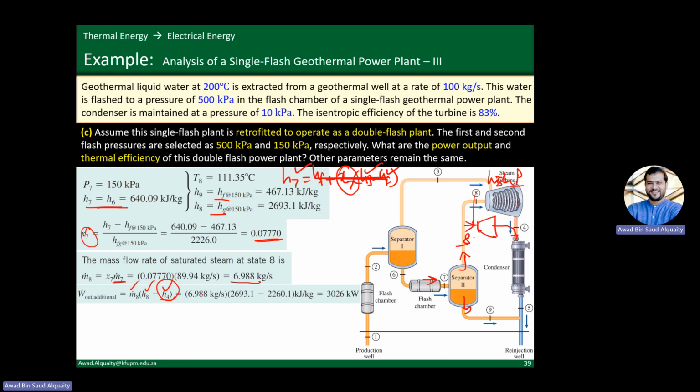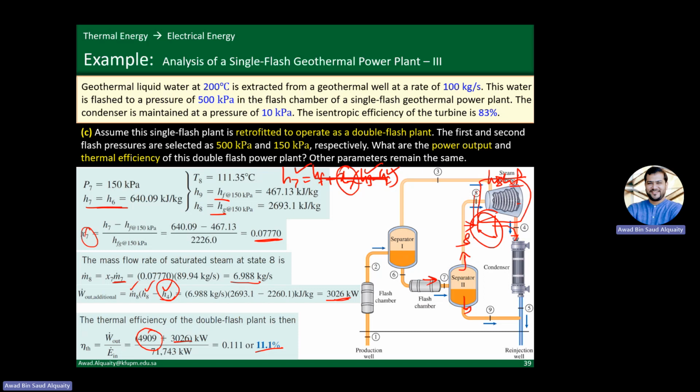So now we have the work output. The total work output will be simply the sum of this and the work output from the previous case. So the thermal efficiency of the plant would now be 4,909 kilowatt, which we had from the high pressure steam turbine, plus 3,026 kilowatt, which we have from the low pressure steam turbine, divided by the energy input, right? What has remained the same? Nothing has changed. We're still extracting the same quantity of geothermal water, and you can see that the efficiency has gone up to 11.1%.